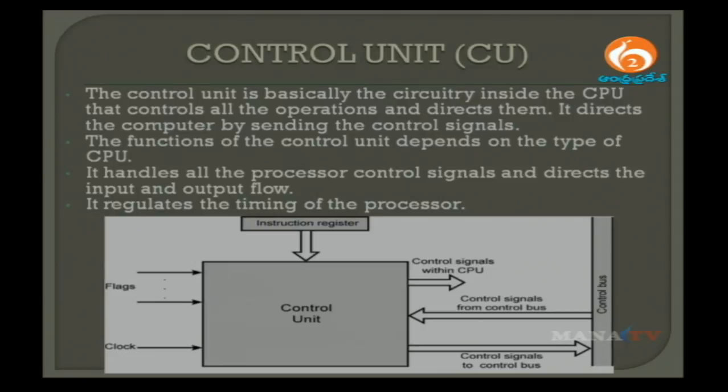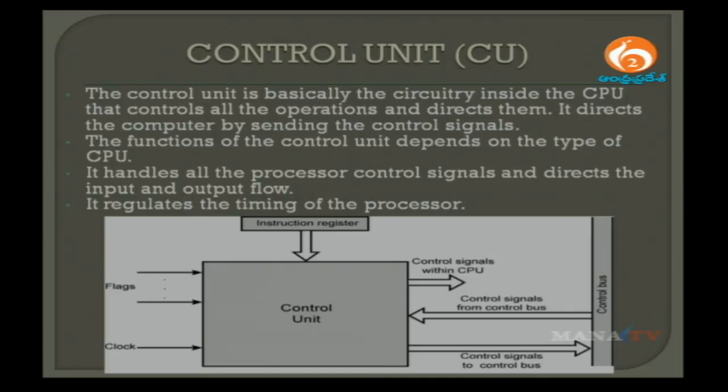So if you can see the diagram here, instruction register, control unit, you have flags, clock, etc. getting into the control unit. What exists out of the control unit is control signals within the CPU, and there is an incoming one, that is control signals from the control bus, and it reflects back the control signals to the control bus.